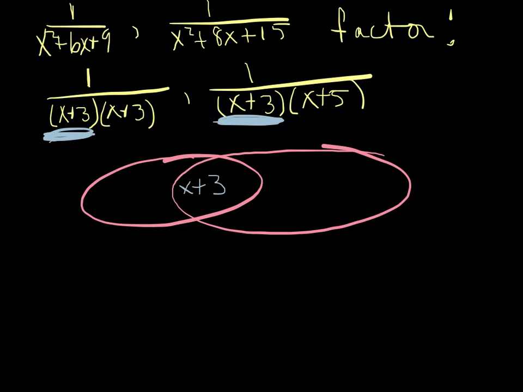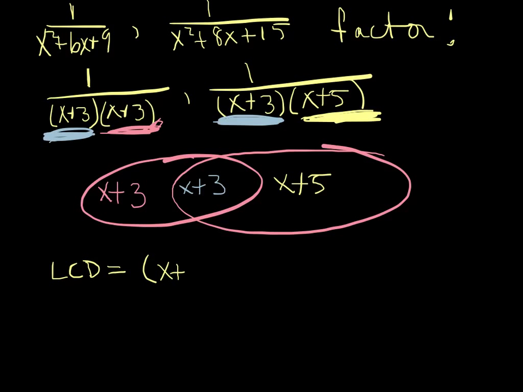Okay, the next thing I want you to notice is that there's this x plus 3 here, and there isn't another x plus 3 for it to share with anywhere. So this x plus 3 is all on its own. I'm going to put this one right here. And then finally, I've got an x plus 5 here, and it isn't sharing with anyone, so I've got my x plus 5 in here. Okay, so now my LCD in this case is going to be x plus 3, x plus 3, x plus 5.